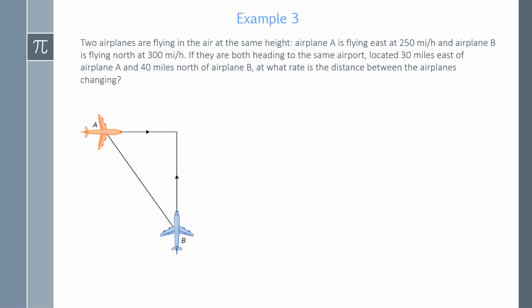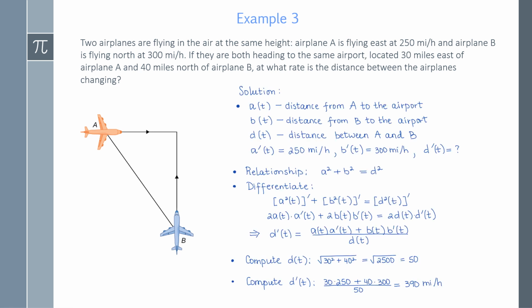So a real life problem of this type will have a little bit more complicated setup. But okay, let's take a look at the solution to this version of a problem. First, I'm going to label everything that I have in my picture. So a is the distance from A to the airport. Okay, so little a. And in our case, we know what that initial distance is, and that is 30 miles.